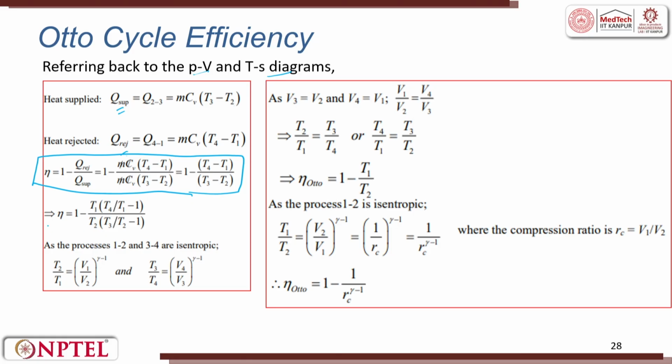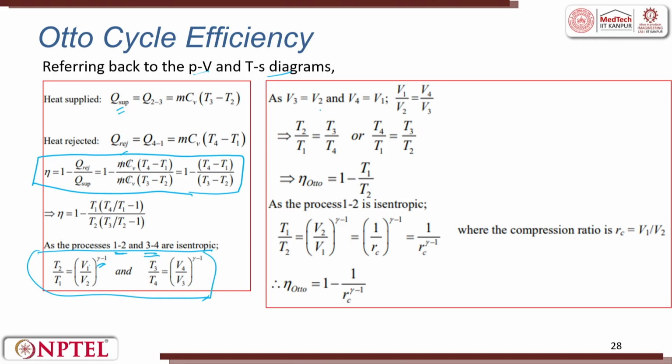So now what are we trying to do? We are trying to take T1 out, so it becomes T4 by T1 minus 1, over T3 by T2 minus 1. So it is going to be T1 by T2, right. As processes 1 to 2 and 3 to 4 are isentropic, T2 by T1 is equal to (V1 by V2) to the power gamma minus 1, and T3 by T4 is (V4 by V3) to the power gamma minus 1. So, as processes 1 to 2 and 3 to 4 are isentropic, you get this formula.